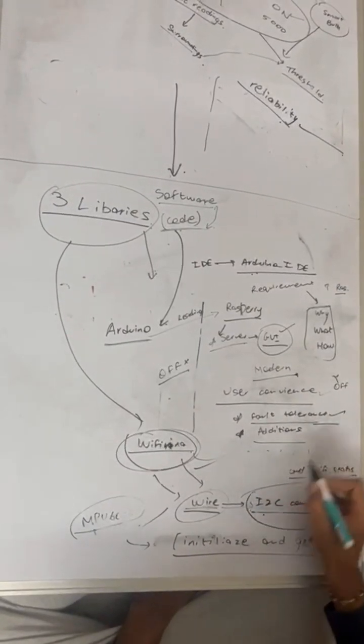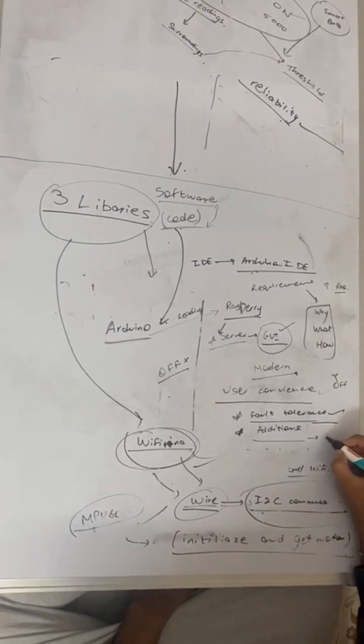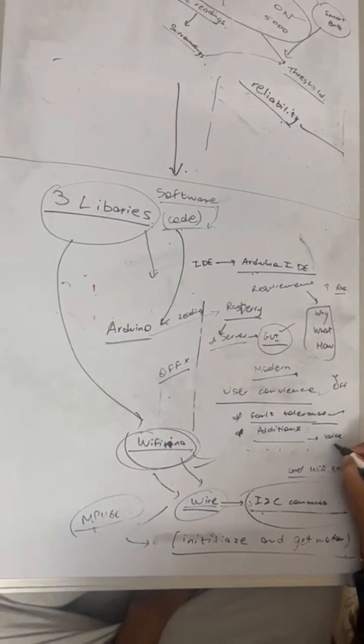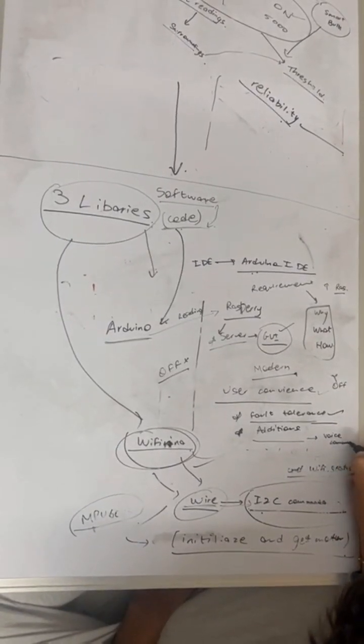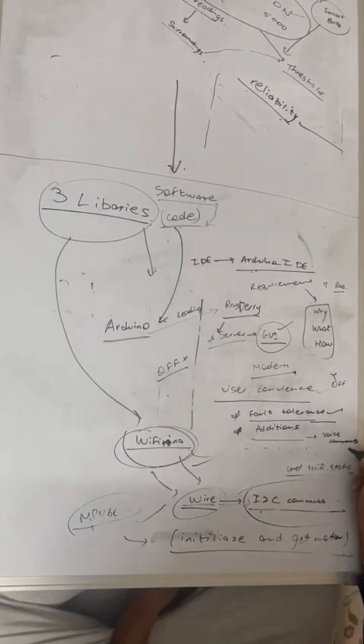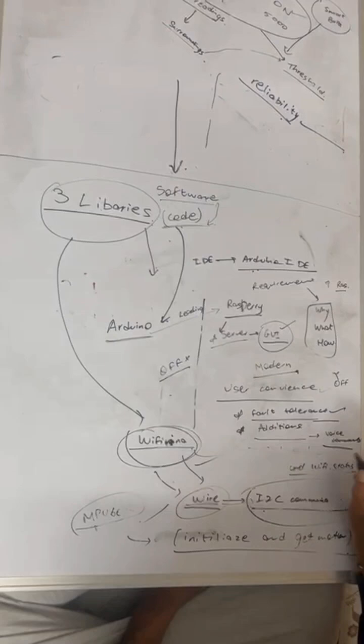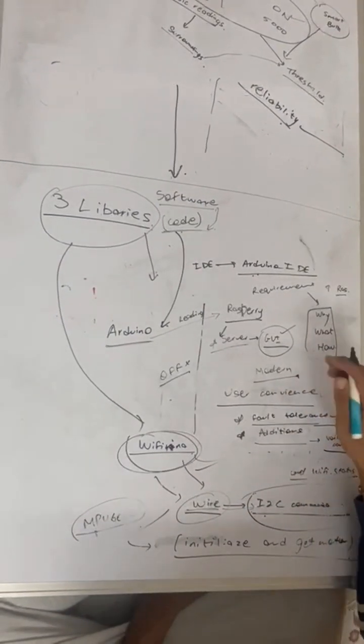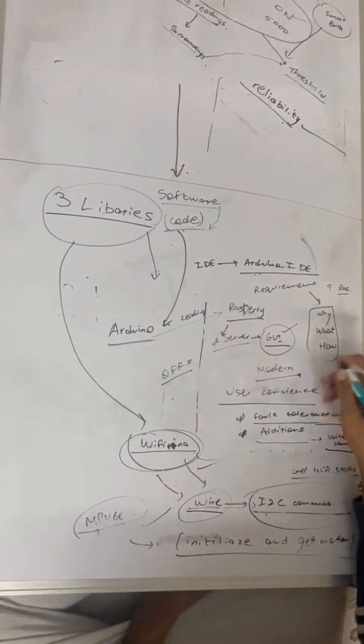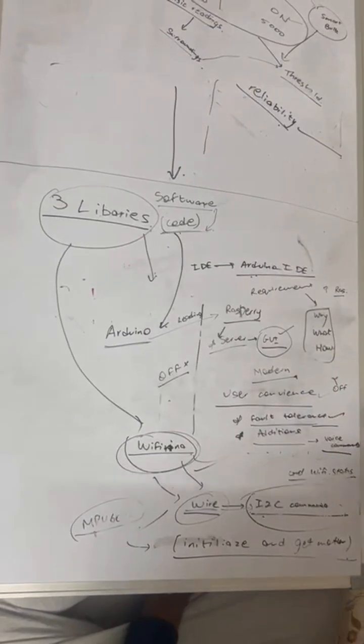Now additions. In future, we can add some voice commands. We can add some additional features. We can add some advanced commands. Why do we need this? In the modern era, we need good automation systems, and we need a good working project.